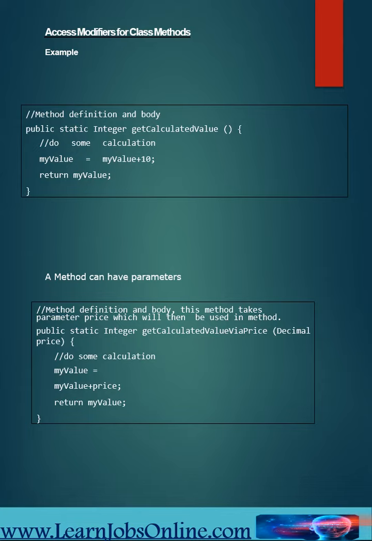So we have the example, and this method has return type as integer and takes no parameter. Looking at the second one, we see that a method can have parameters as shown in the second example.